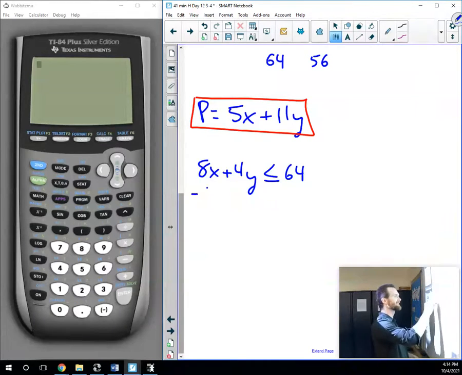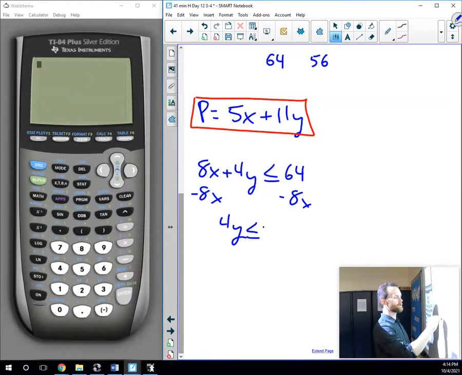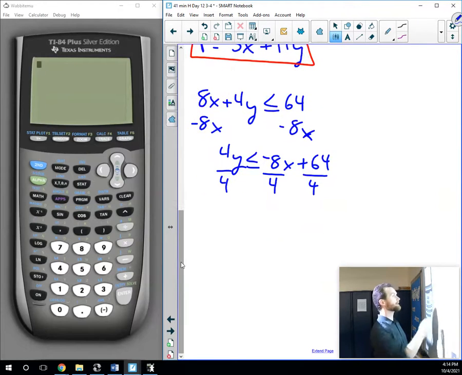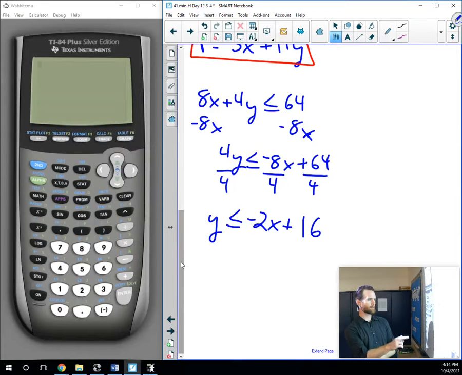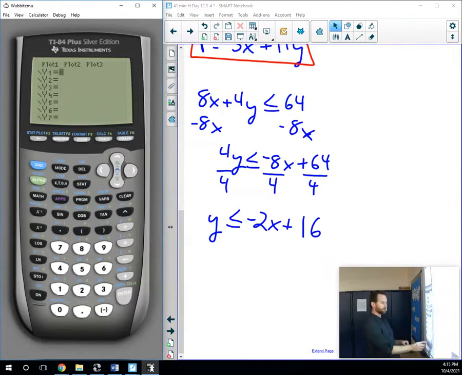Let's just get y by itself. Take away 8x, so we get 4y is less than or equal to negative 8x plus 64. Divide everything by 4. And we get y is less than or equal to negative 2x plus 16. 4 goes into 64 once with 2 left over, 16. 4 times 16, that'd be 40 and 24. Yeah, that checks out. Now, right away, let's put this into our graphing calculator. So it's negative 2x plus 16. All right. Now, let's get our second constraint.